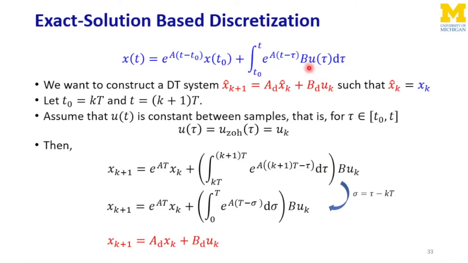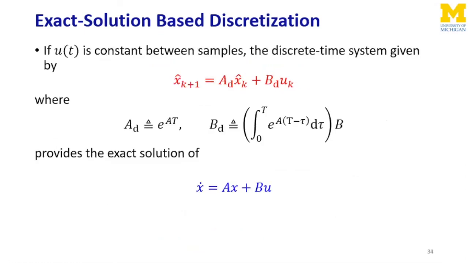We can take the B u tau out. It becomes B uk. And if we replace tau minus kT with sigma, we can see that this integral actually reduces to this term here. Now note that this integral and this term does not depend on k. So we can define Ad as this and Bd as this, and that will give us the discrete time system that we are looking for.